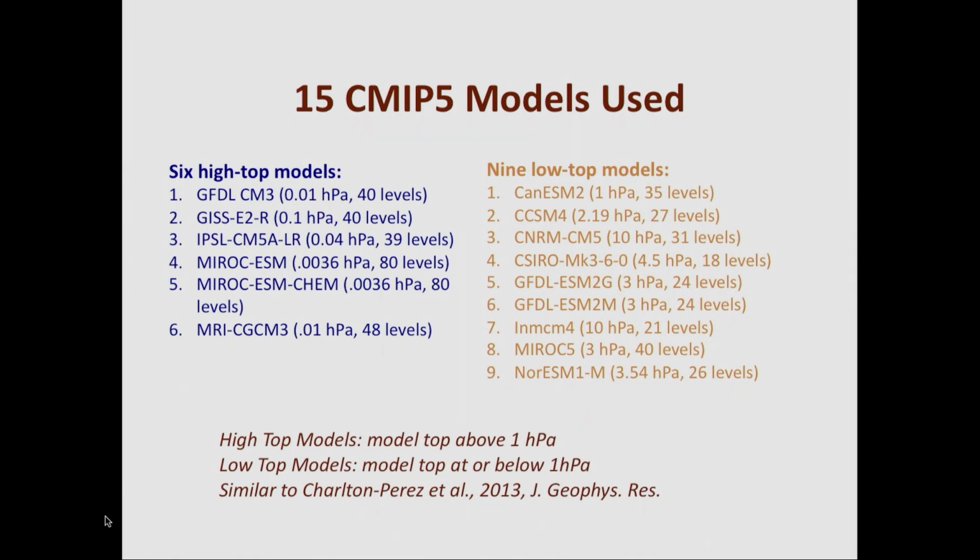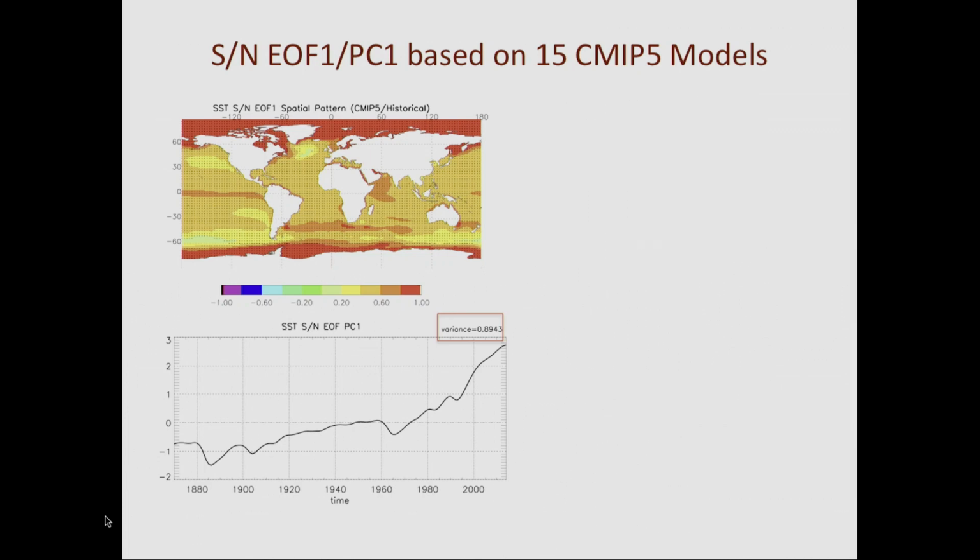Some of them have high top. High top here is defined as model top above 1 hectopascal. So 6 of them are high top and 9 of them are low top models. When we apply the signal-noise UF to these 15 models, you get this first PC1 of the signal-noise UF, which represents a trend component, or the radiative forced component, with some dips down associated with volcanic aerosols. And this is the pattern of the first UF, which is showing basically a global warming pattern.